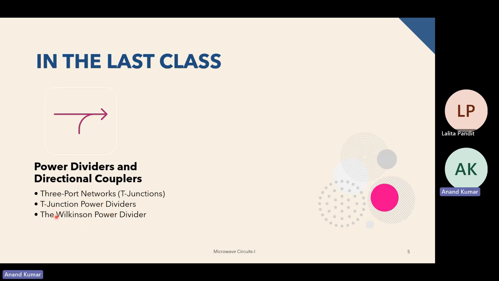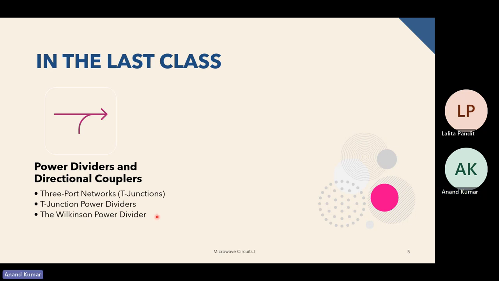So the last class, although we could not discuss the Wilkinson power divider, I had shared the slides with you, which included this. So I hope you have already gone through them. We had already discussed three port networks and the T junction power divider. The Wilkinson power divider is just one type of this T junction, which is very popular because although it is lossy, it offers that all the ports are matched in this case.